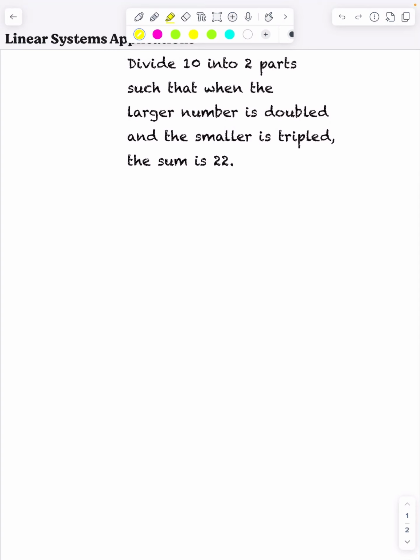Divide 10 into two parts such that when the larger number is doubled and the smaller is tripled, the sum is 22. So we're going to first start with highlighting important information in the question. This is the first piece of information. The larger number is doubled. The smaller is tripled. And we know that these two parts, this sum is 22. So we're going to take the 10 and we're going to divide it into two parts.